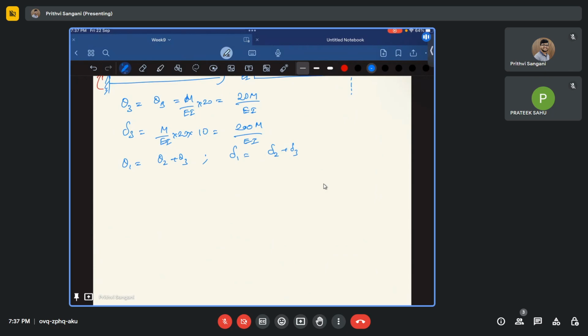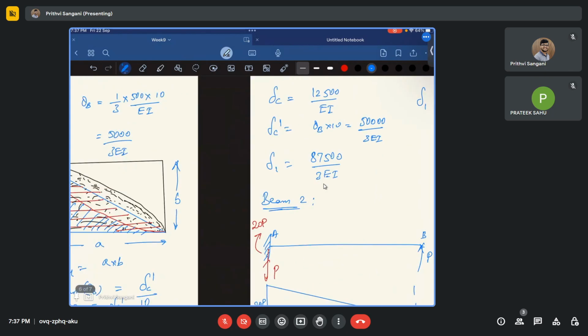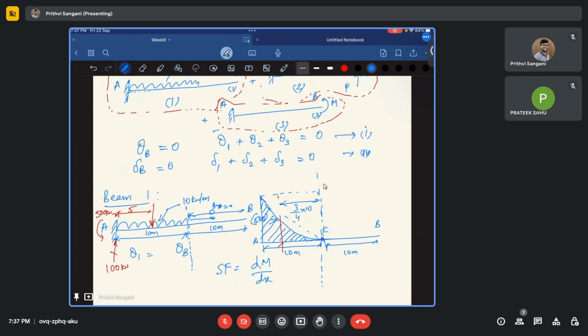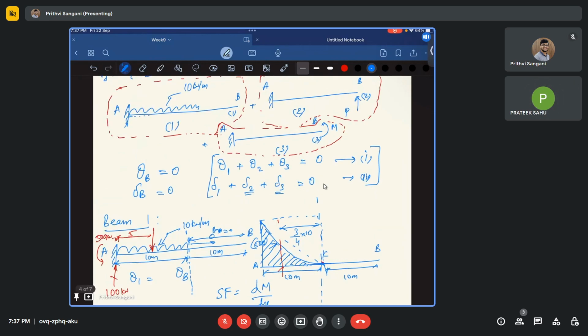I'll just repeat what I've said. In this, I've assumed all the displacements which are downwards are positive. But my delta 2 and my delta 3 are actually upwards. So I should be writing delta 1 minus delta 2 minus delta 3 equal to 0. I've just taken them to the right side, and delta 1 is equal to delta 2 plus delta 3. Similarly, the rotations also.